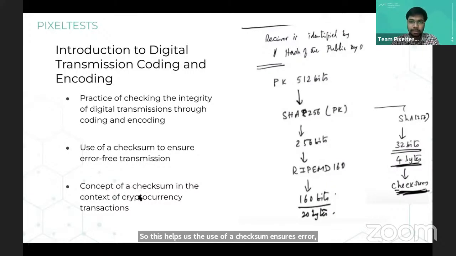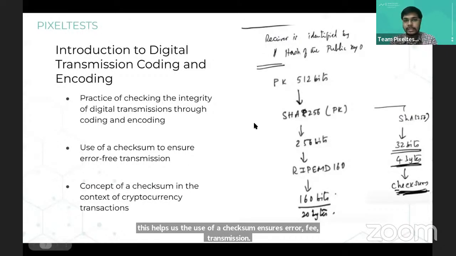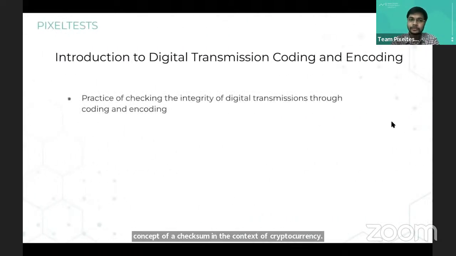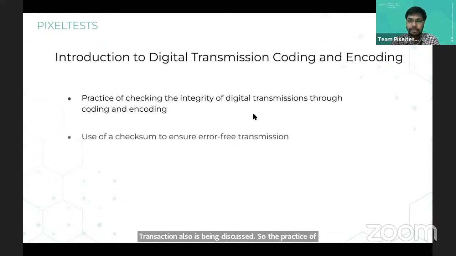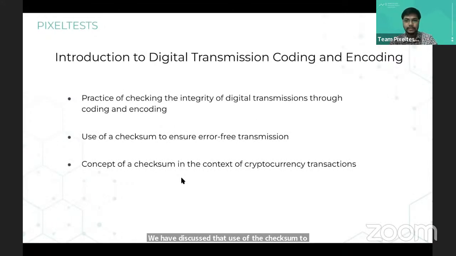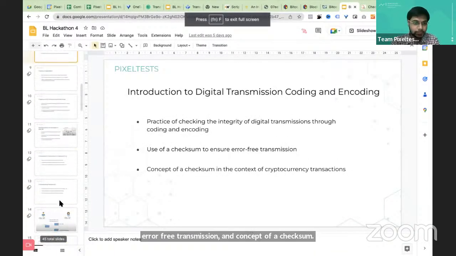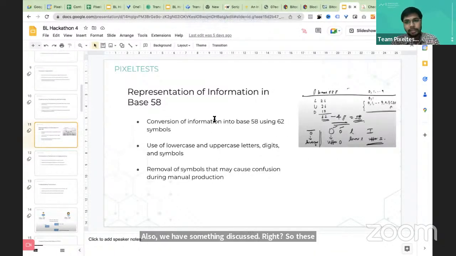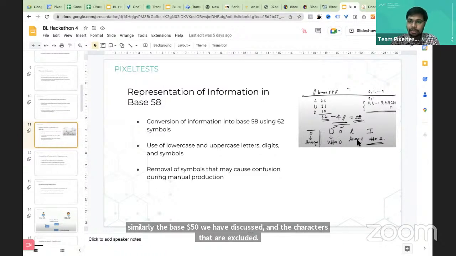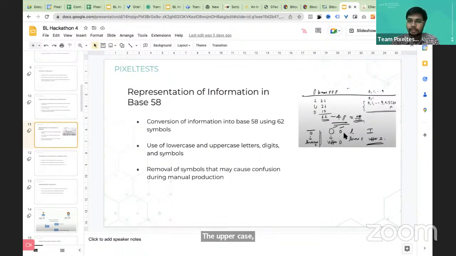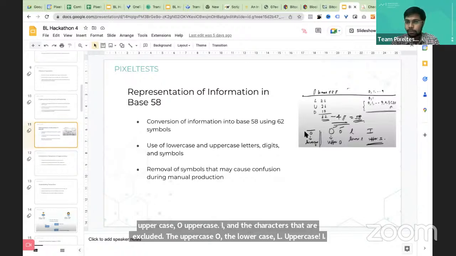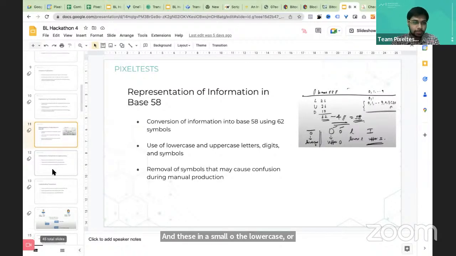The concept of a checksum in the context of cryptocurrency transactions is also being discussed, right? The practice of checking the integrity of digital transmissions through coding and encoding, we have discussed that. The use of the checksum to ensure error-free transmission, we have discussed. Similarly, base 58 also we have discussed, and the characters that are excluded: the uppercase O, the lowercase l, uppercase I, and the lowercase o.